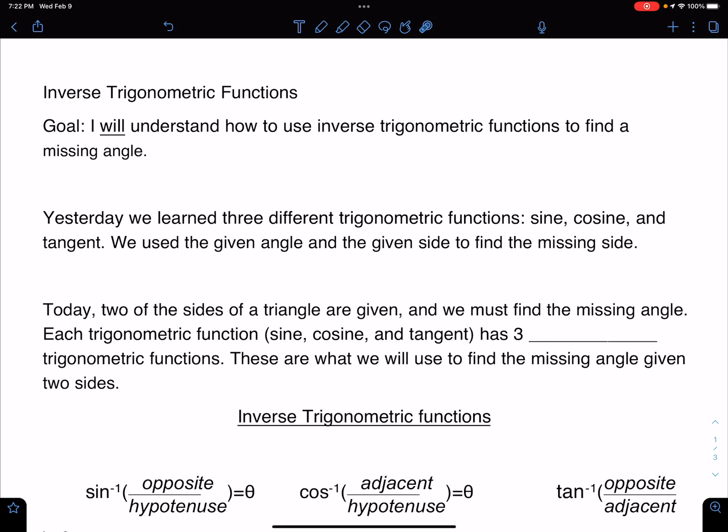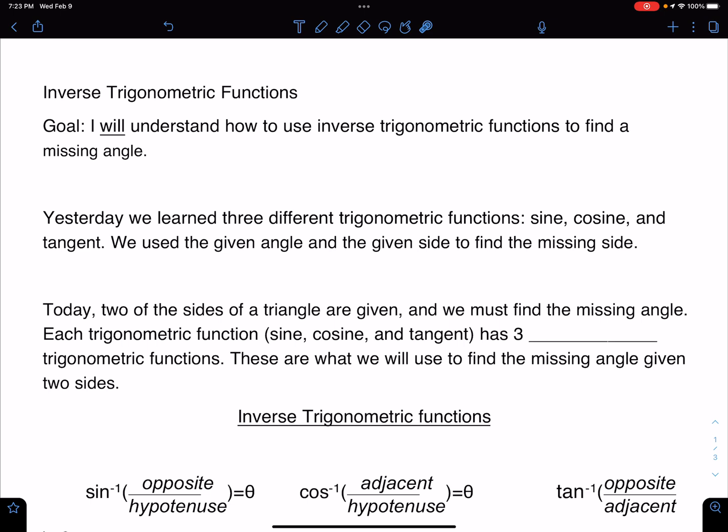So our goal is that we will understand how to use inverse of trigonometric functions to find a missing angle. Yesterday what we did is we had one angle and one side, right? And I said there's three different ways we can figure out that other side. I can use sine, I can use cosine, and I can use tangent. So we use the given angle and the given side to find the missing side.